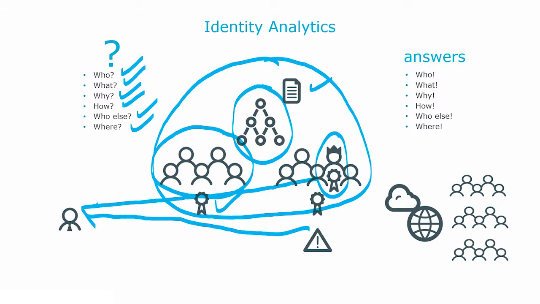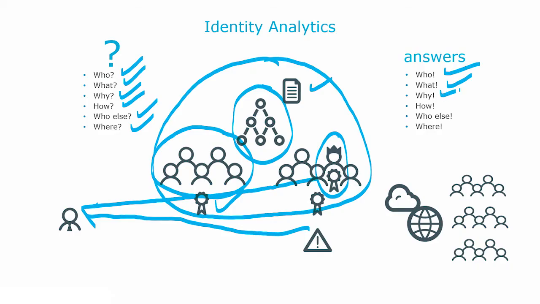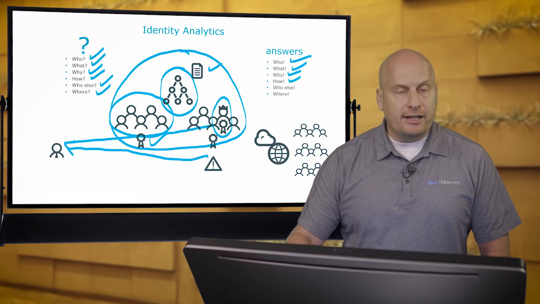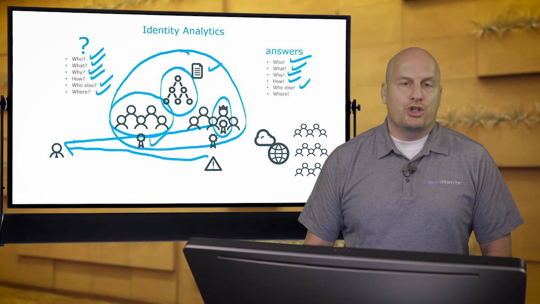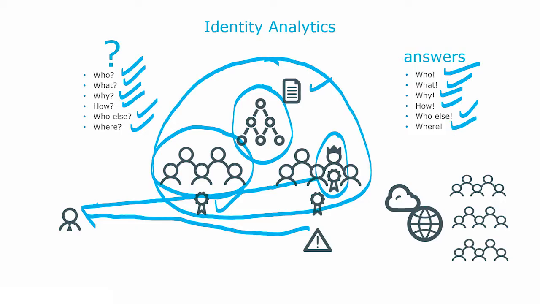So it answers the questions of who has access to what, what access does that person actually have, why do they have that access, who approved it, who gave it to them, how did they get it, who else should or should not have similar access, and where are there anomalies, as we just saw, that found the anomaly of this person with the bad access.